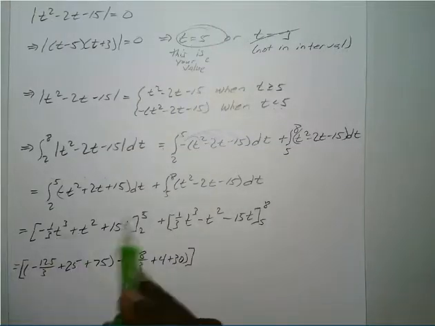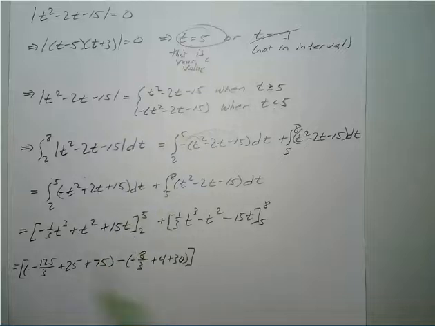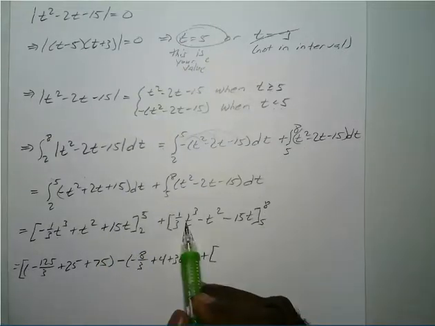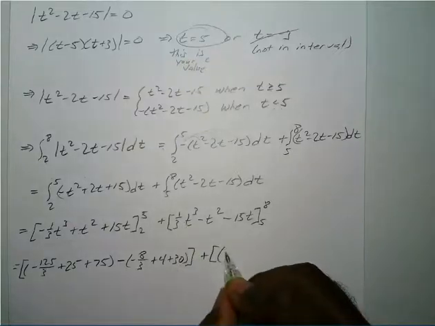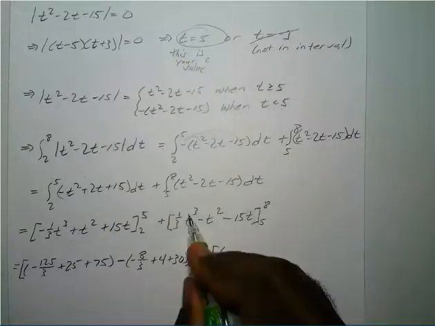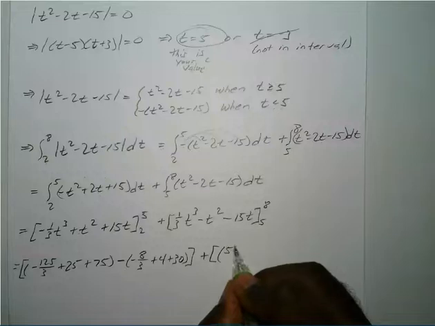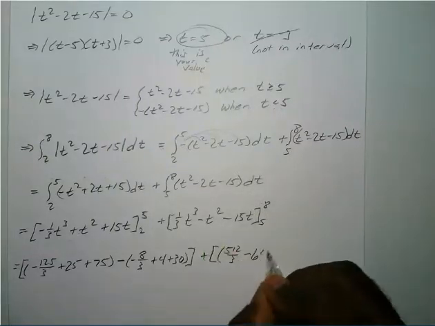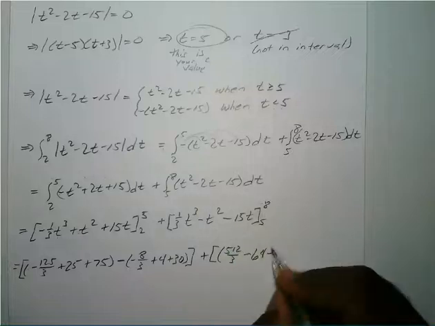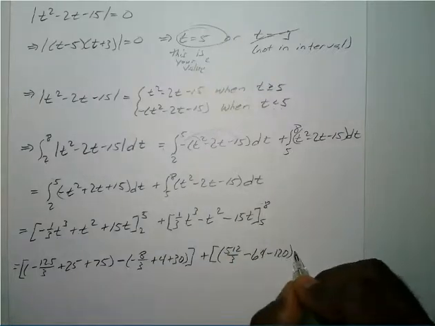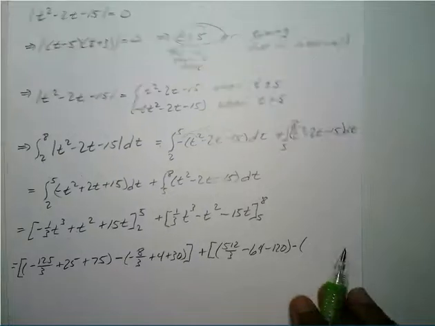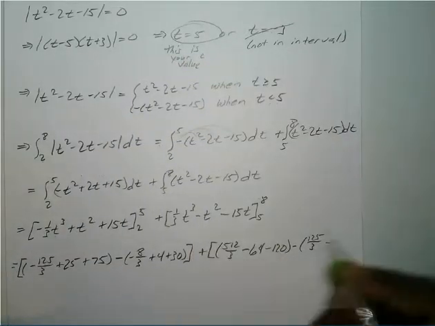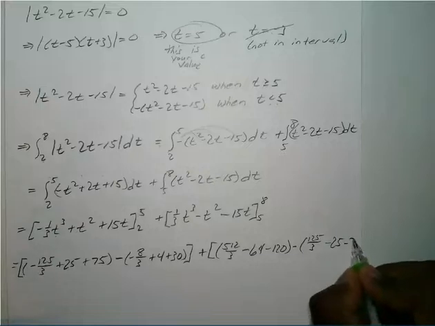Okay, so we did our fundamental theorem for this term. Plus, now we do it for this one, we plug in our 8. So we have 512 over 3, because 8 to the third power. 512 over 3 minus 8 squared, which is 64. Minus 15 times 8 is 120. Minus, plug in our 5. We have 125 over 3 minus 25 minus 75.